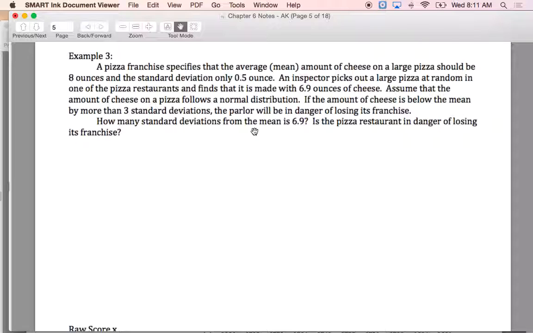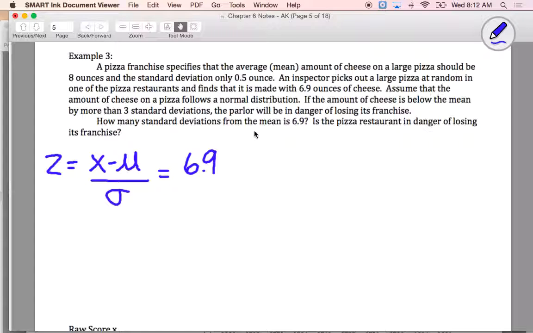If we're trying to figure out the number of standard deviations, you are finding your z value, because that tells you how far away you are from your mean. So I need my z formula: x minus mu over sigma. In your problem, they tell you that the mean is 8 ounces. The standard deviation is 0.5. They are telling us we're looking at 6.9. We have to compare 6.9 with the mean and the standard deviation. So 6.9 is your x, 8 is your mean, and standard deviation is 0.5.